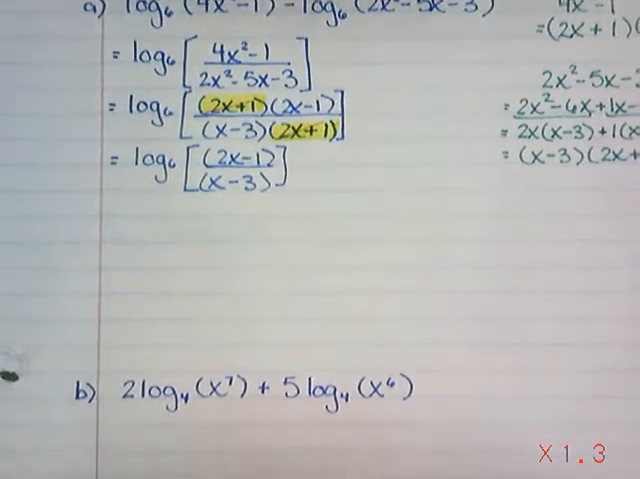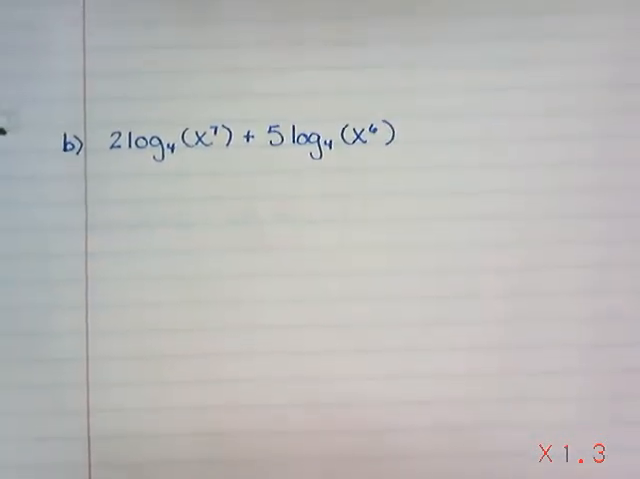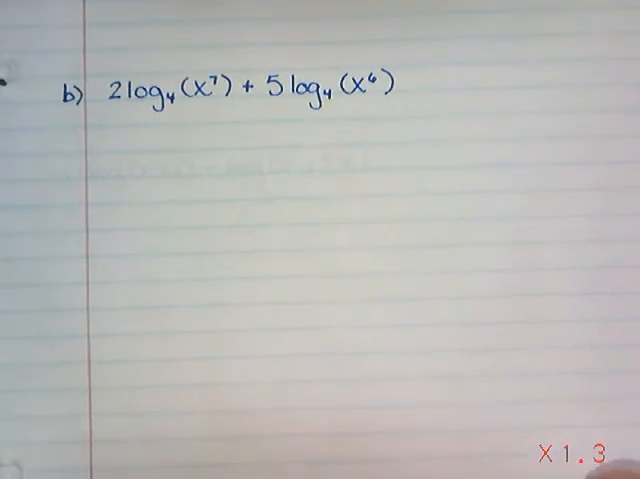All right, our second one we are going to take a look at says 2 log base 4 of x to the 7 plus 5 log base 4 of x to the 6. So first thing I notice when I look at the question is they do have the same base, which means it is eligible for us to use log rules.